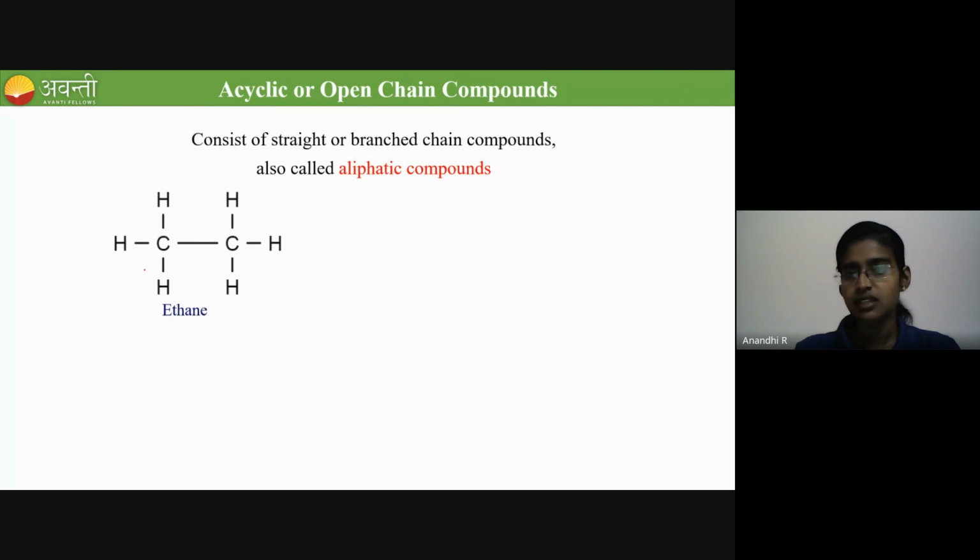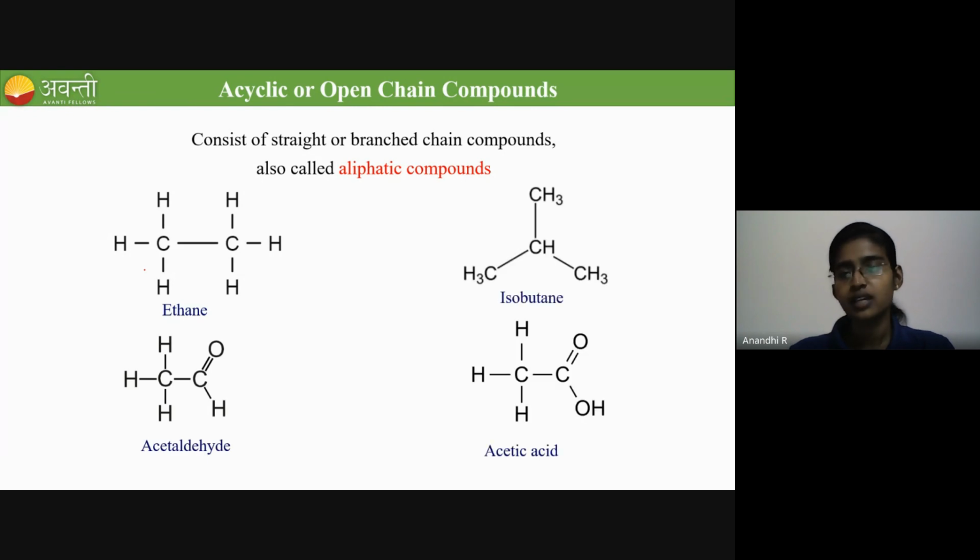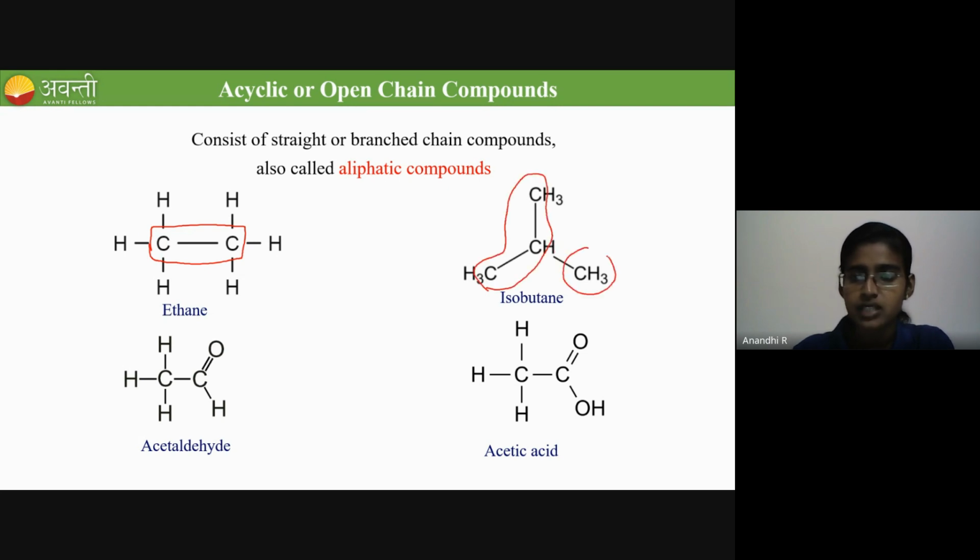So this is ethane. You can see it is in a straight chain manner. Acetaldehyde, isobutane, acetic acid. All these have a straight chain or some branches. In ethane, carbon-carbon is bonded in a straight chain manner. In isobutane, 3 carbon atoms are in the straight chain and 1 is branched. And acetic acid and acetaldehyde have some functional groups attached to them. So all these are acyclic or open chain compounds.